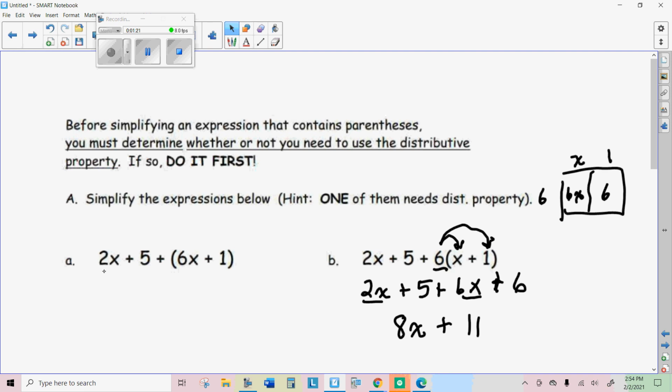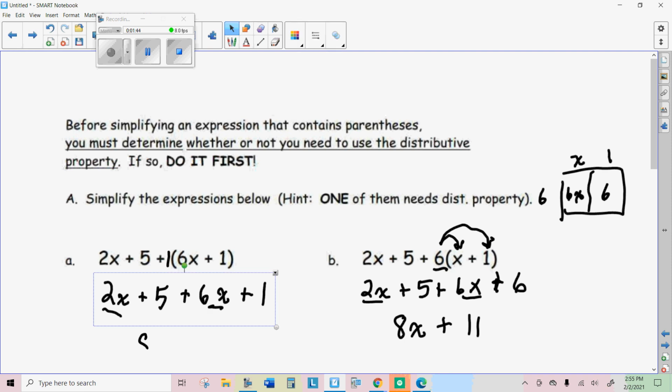Okay, on this one, the parentheses really aren't doing anything. You can ignore them. Or you can always think of that there's an invisible 1 being multiplied if you want. And that would really come in handy if there was a minus 1 in front of that. But basically we just need to combine like terms. So the 2x and the 6x together make 8x. And the 5 and the 1 make 6. All right?